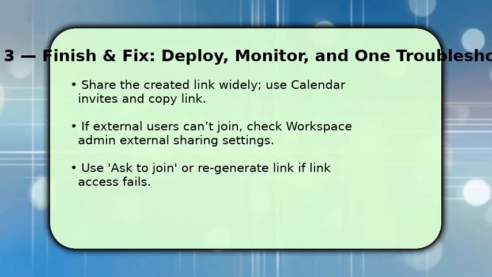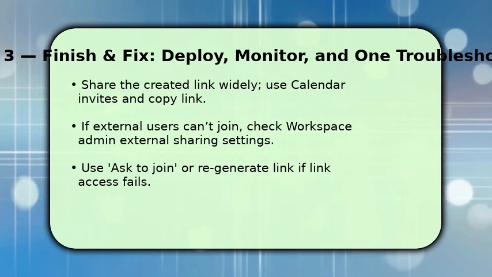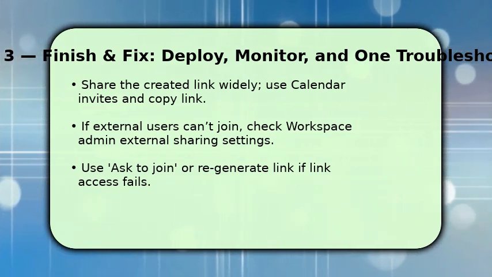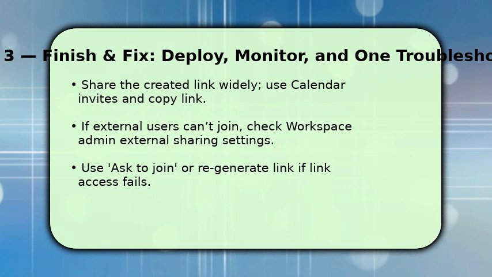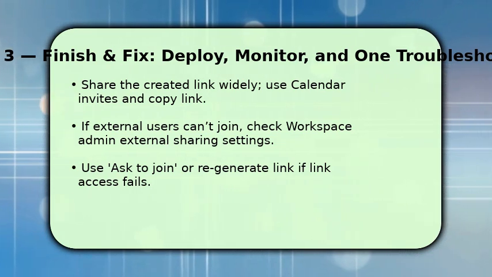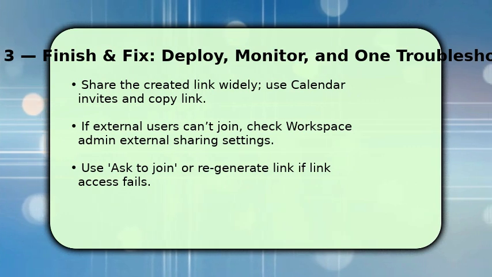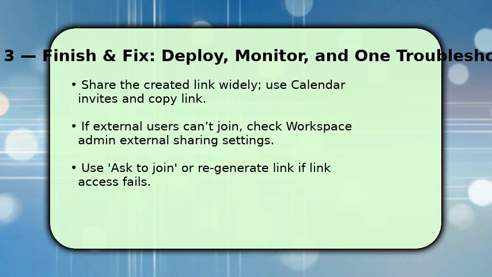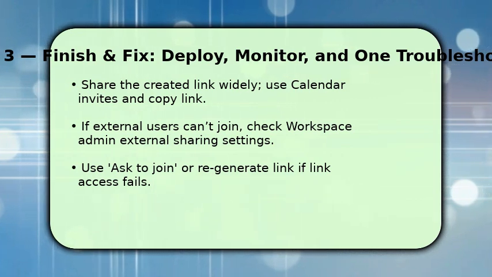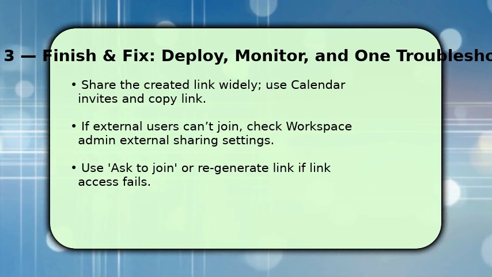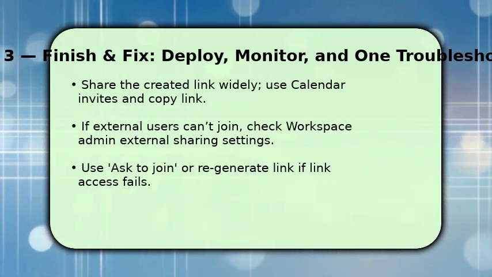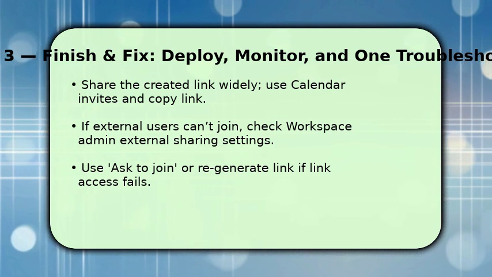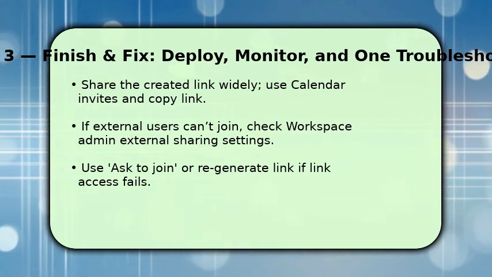Finish by distributing the final link through calendar invites, email, or a group message. Confirm attendees can click and join. If people outside your organization still get blocked, make sure Workspace admin settings allow external joining and that the event's visibility is set correctly. If problems persist, have guests clear cache or try an incognito window, and consider regenerating the Meet link and resharing it.